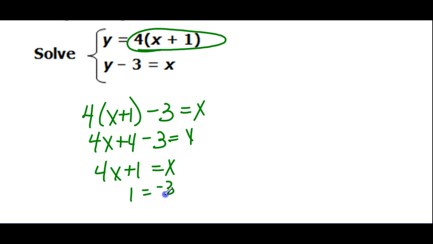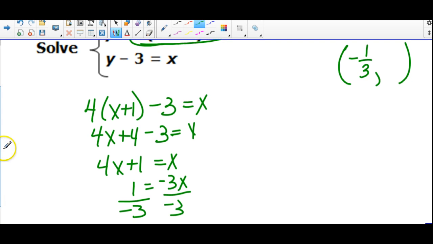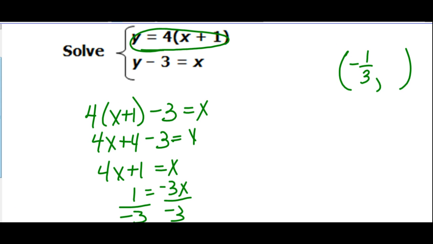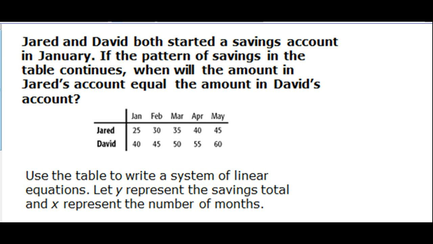1 is equal to negative 3x. Divide both sides by negative 3. X is equal to negative 1/3. Now, I know for a fact that this is a consistent, independent situation because I am getting an answer. Okay? Since I use substitution, I'm going to substitute back here into the original equation, and that's going to give me 4 times negative 1/3 plus 1, which is 4 times 2/3, which is 8/3, and there is the second part of my answer. Okay, we're going to go ahead and apply this to a word problem.